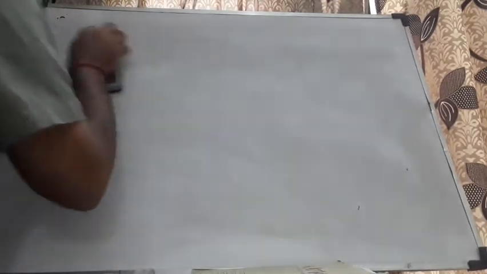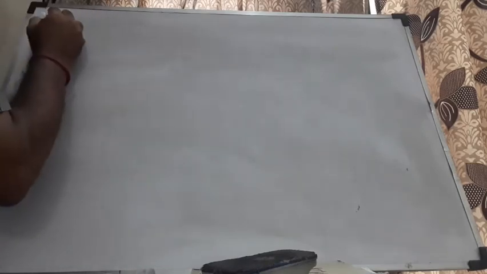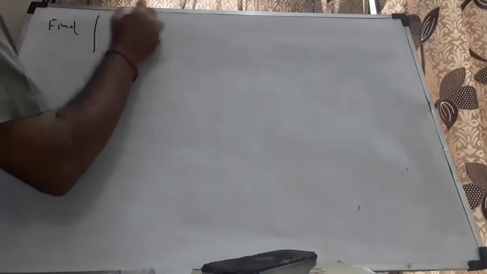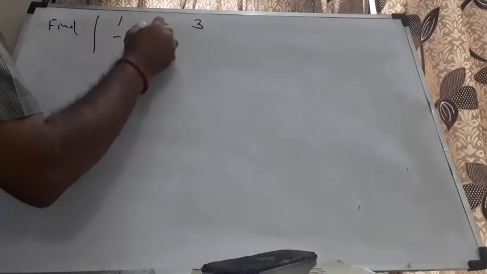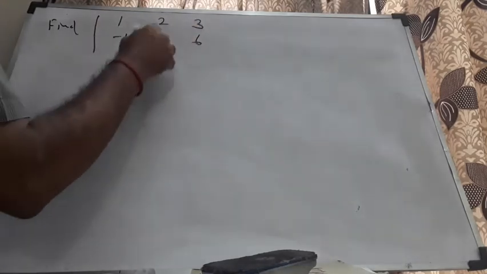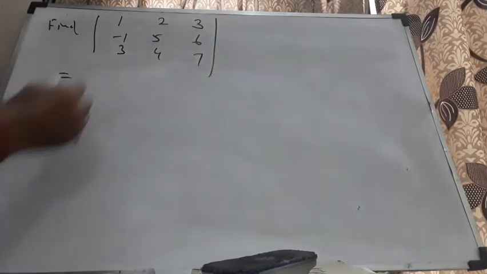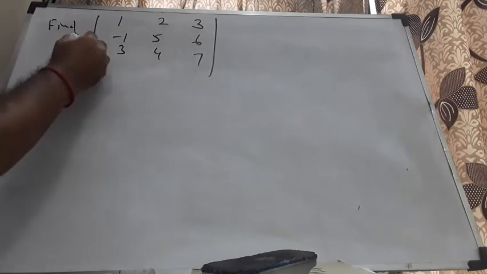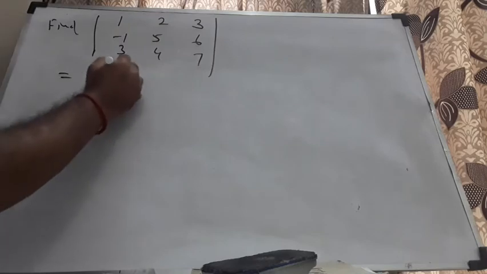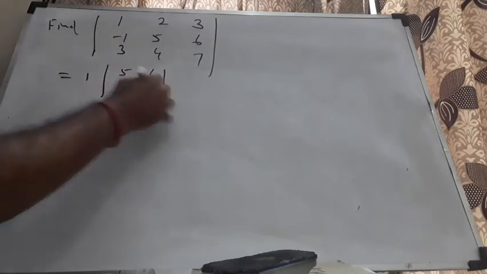Let me move on to the 3 by 3 case. Find the determinant 1, 2, 3, minus 1, 5, 6, 3, 4, 7. Just listen. I already told you, 1 into, remove the row and column, and I'll get 5, 6, 4, 7.